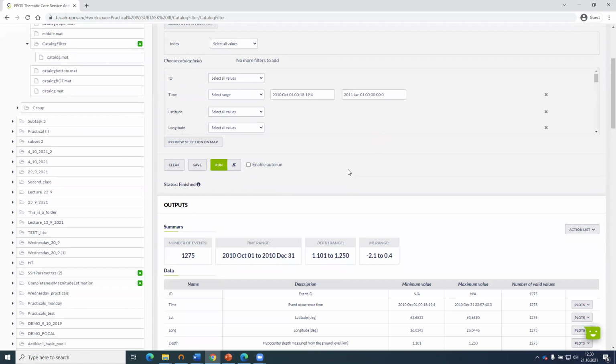So the first half has 1.2 thousand events. So the latter part had more than that, 1,700. So we can say that the beginning of the year 2011 at the middle section is more active than the end part of the year 2010.